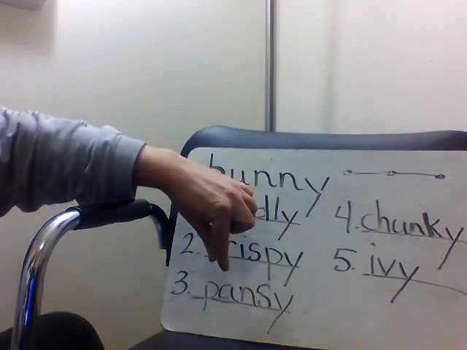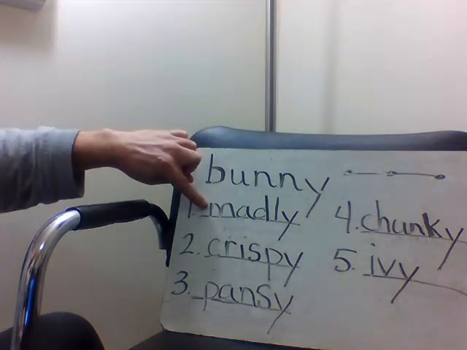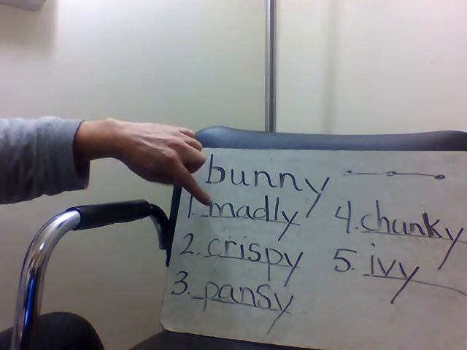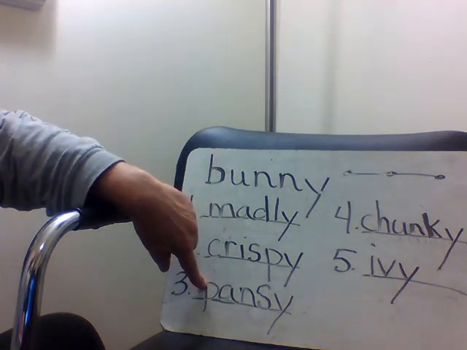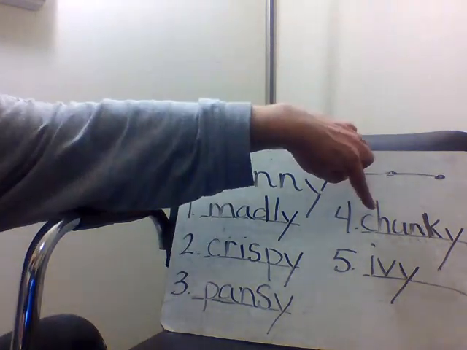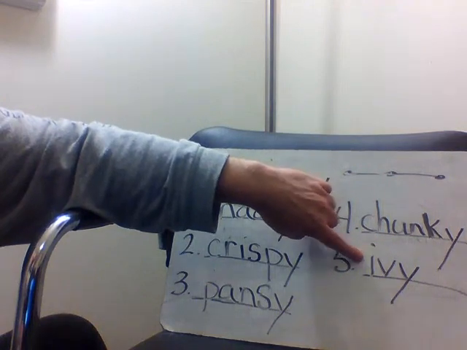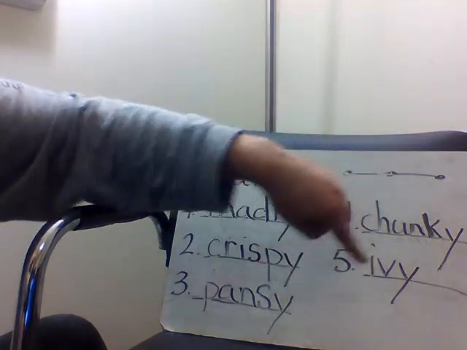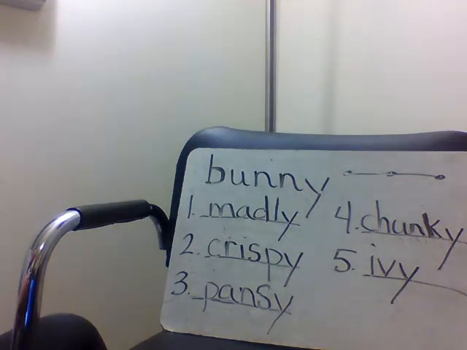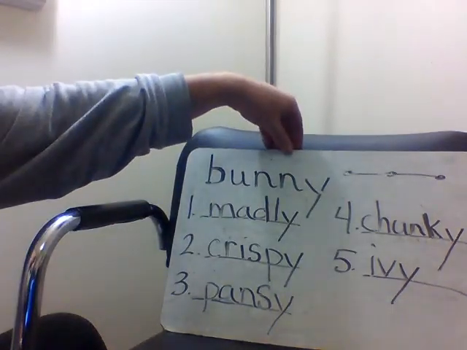Okay? Alrighty, let's close out of this and let's see if we can read these words quickly, okay? If we can spell it and write it, we can read it. Just blend the sounds and read it again. This is madly. Repeat it with me. Madly. Crispy. Repeat it with me. Crispy. Pansy. Repeat it with me. Pansy. Chunky. Repeat it with me. Chunky. Ivy. Repeat it with me. Ivy. Okay? And ivy, just like pansy, is another kind of like flower, or a plant. Alrighty. Good enough with that.